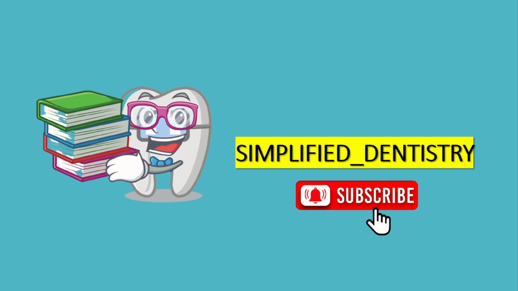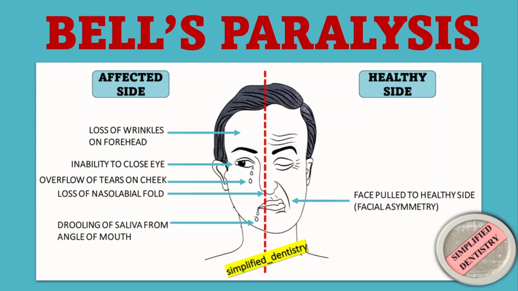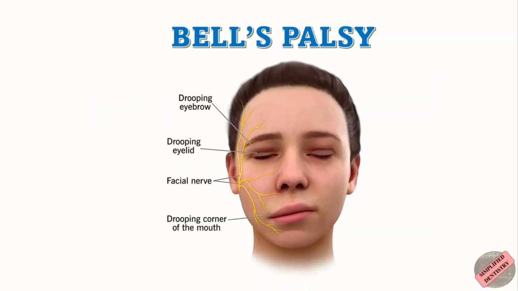In today's video, let's know about Bell's palsy. Bell's palsy is one of the very important questions asked in first year anatomy, and it is often asked to write short notes on this topic. Basically, Bell's palsy is a condition that causes a temporary weakness or paralysis of the muscles in the face. This condition results from the damage to the facial nerve, that is the 7th cranial nerve.